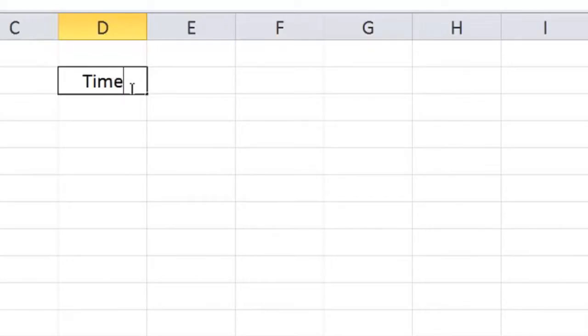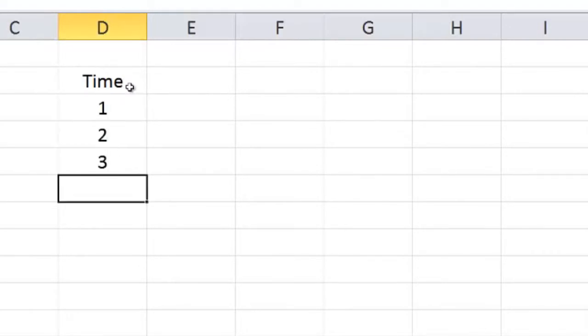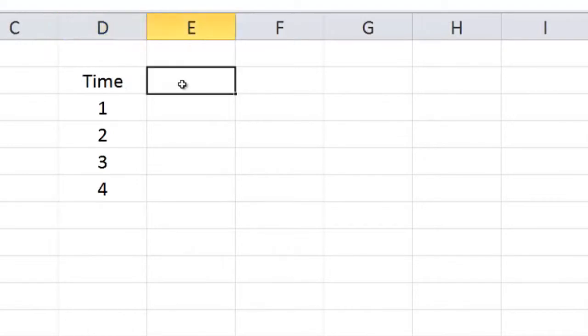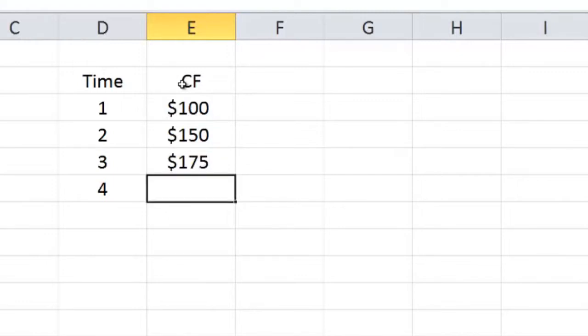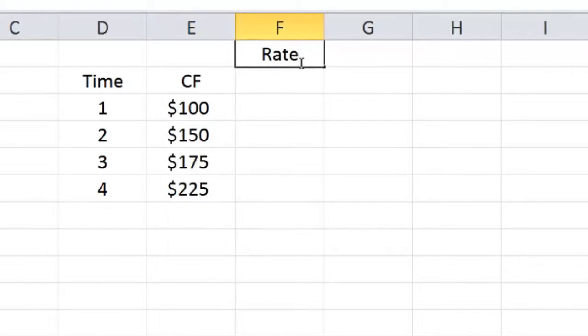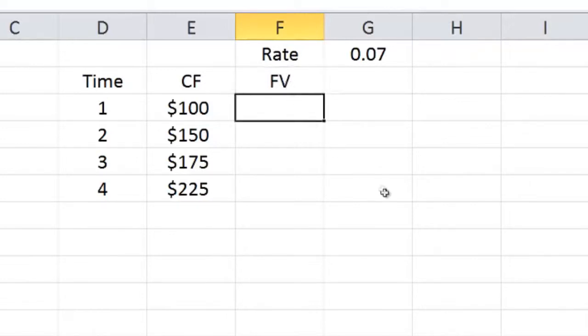So let's do a couple of examples. Say at times 1, 2, 3, and 4, you'll receive cash flows, and we'll assume you receive those at the end of every period. And then the cash flows, say you receive $100, $150, $175, and $225. And your reinvestment rate is 7%. So after you receive this money, you can invest it and earn 7% up until the terminal date.